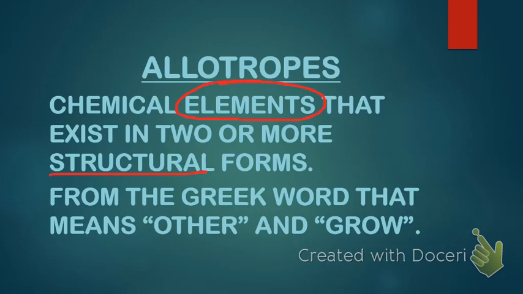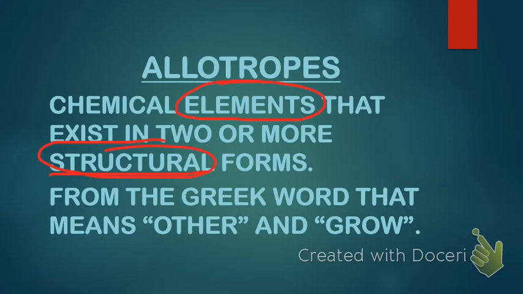It's just sometimes they're arranged in different patterns and different geometries, and it leads to them looking different. But they're the same element, still the same element K or the same element Br. And the word allotrope itself comes from Greek words that mean other and form, which kind of makes sense. So again, allotropes are chemical elements that exist in two or more structural forms.